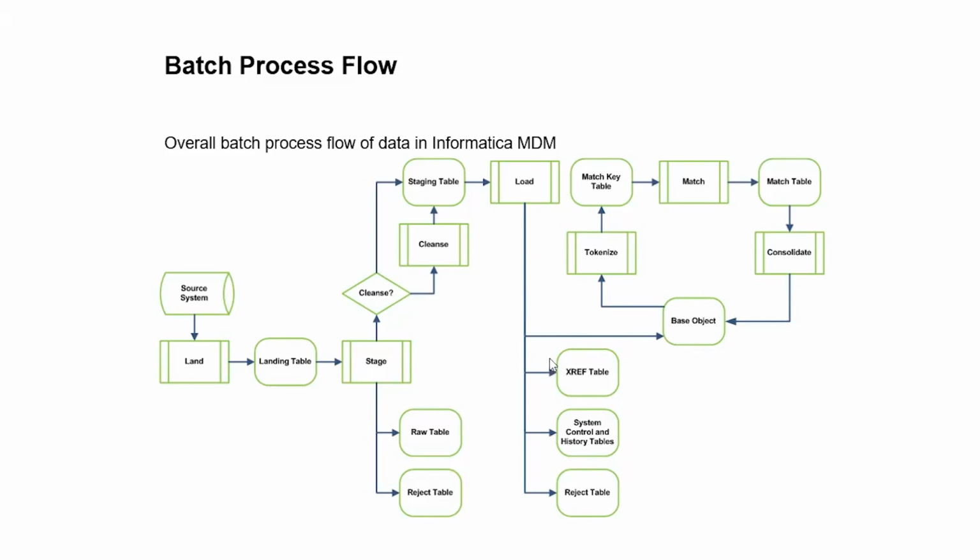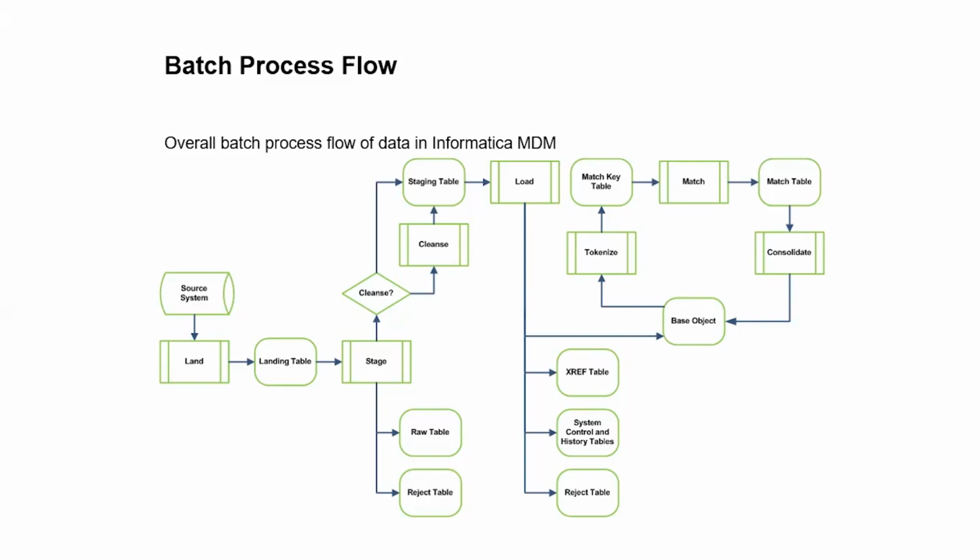This cross-reference table loads during the base object load only. The type of data the cross-reference table holds is the same data present in the base object. The difference is that the base object holds the golden copy record, or master copy record, whereas the cross-reference holds the data of all source systems.